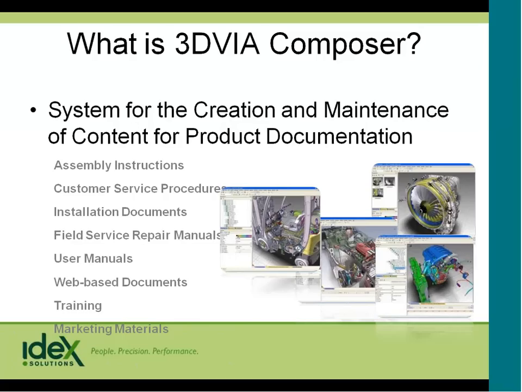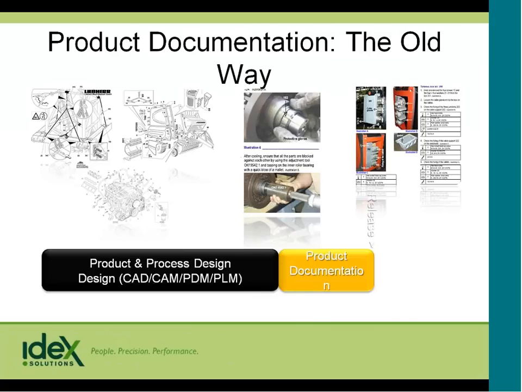And some of the things you can do, again, is assembly instructions, service procedures, installation docs, field service manuals. Basically, if you have a product and you need to tell a story about that product, you can do it in Composer. So how did the need for Composer develop? Basically, we realized that product documentation hasn't really evolved as quickly as we had hoped.